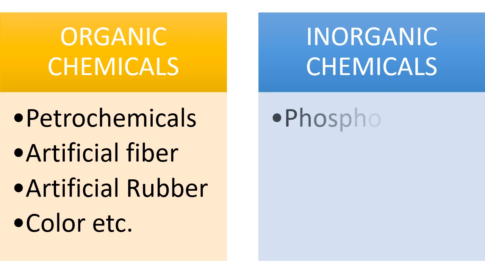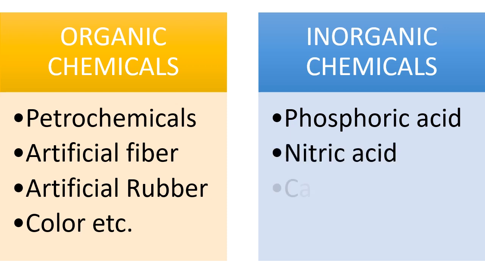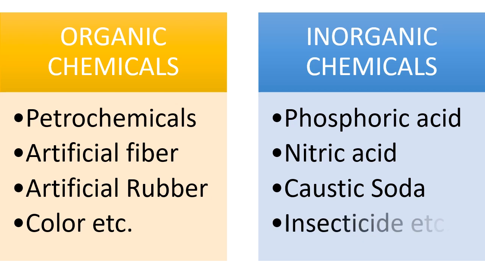Next are the inorganic chemicals. They are used in phosphoric acid, nitric acid, caustic soda, then the insecticides which we use for the chemicals used in the fields, farms and agriculture. So these are the inorganic chemicals. Let us understand this chemical industry in detail.